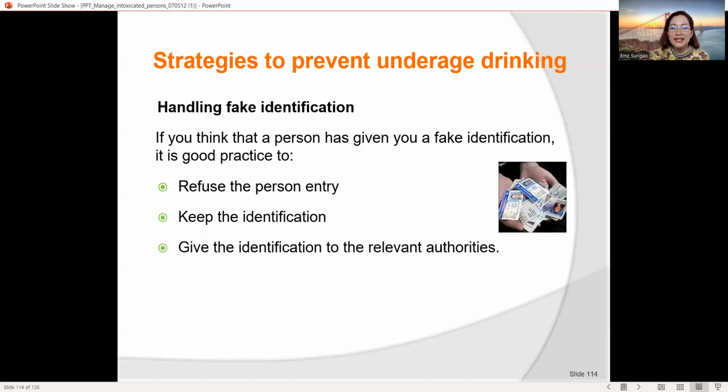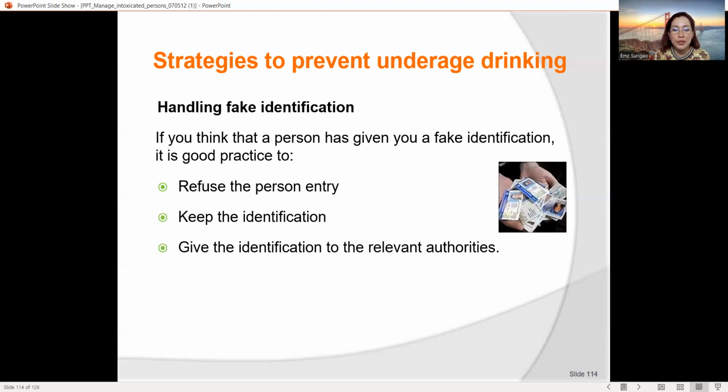So sometimes, guys, they will really do something that will let them pass through. There are things that they will do in order to fabricate some IDs that will show their age is above 18. Okay, so handling fake identification.